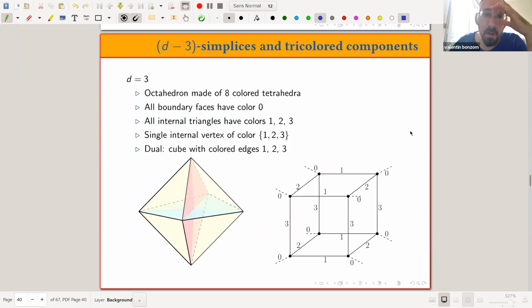Okay, the same works with D-3 simplices. So let me show you an example here with the octahedron. So here on the left is an octahedron. It has 8 tetrahedra, and believe me, there is a color code that I spent a lot of time to get right. So the colors are blue, yellow, and some kind of pink, reddish pink. And when you see green, it's because it's blue behind yellow, okay? So there is a color code. Now, all the boundary triangles have color 0. All internal triangles have color 1, 2, or 3. And there is a single internal vertex here, which has the triple of colors 1, 2, 3.